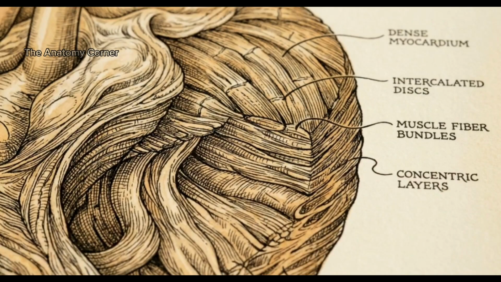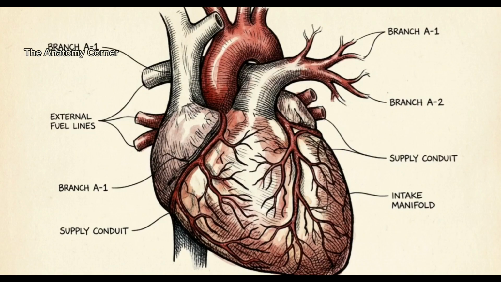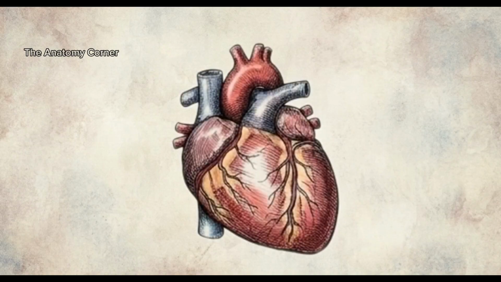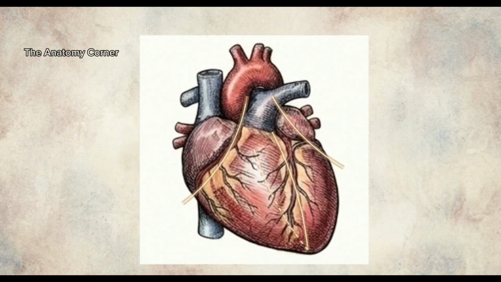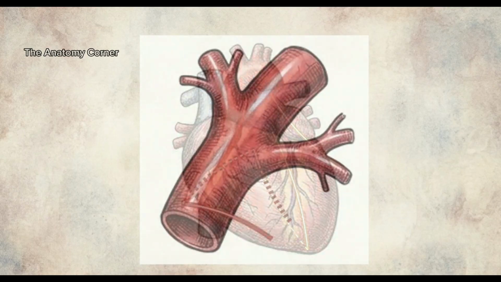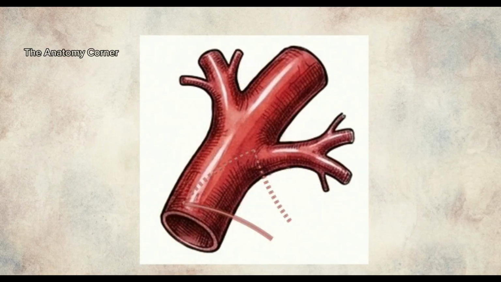Despite pumping thousands of gallons of blood every day, the thick myocardial walls cannot extract oxygen from the fluid inside. They require an exclusive external vascular network. This vascular network routes through exterior surface grooves called sulci: the coronary sulcus, and the anterior and posterior interventricular sulci. The right coronary artery traces these grooves, branching into the right marginal and posterior interventricular arteries.